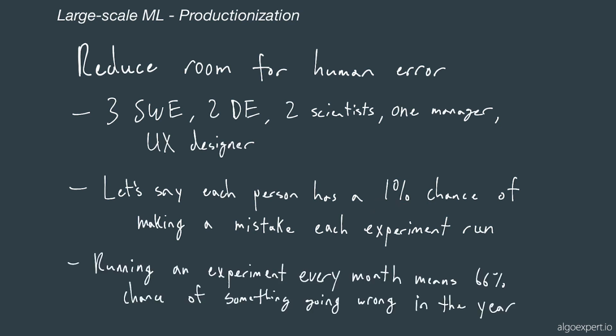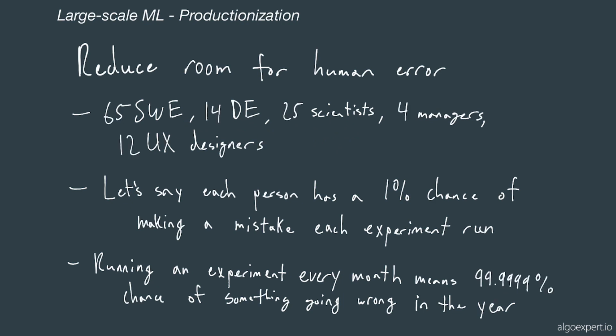So with these odds in this size team, if we run an experiment every month, then over the course of a year, there's a 66% chance that something will go wrong. If we increase the team size a little bit, there's an 85% chance. And let's say we have a fairly large team or even a small organization which supports multiple teams' goals in terms of machine learning, then we have nearly a 100% chance of something going wrong across the year.